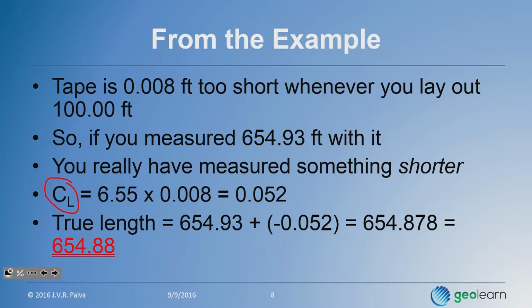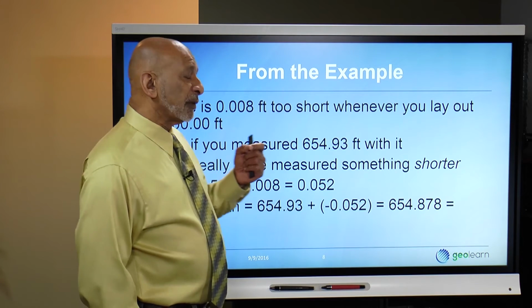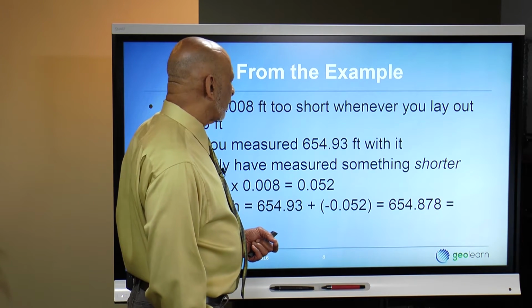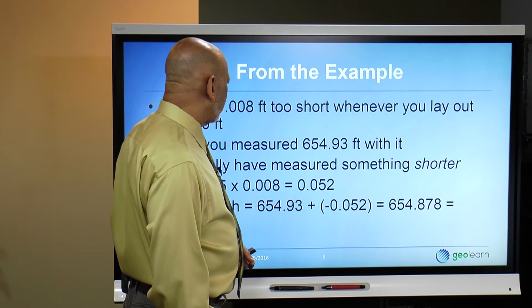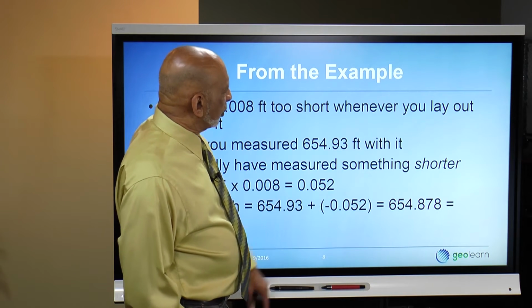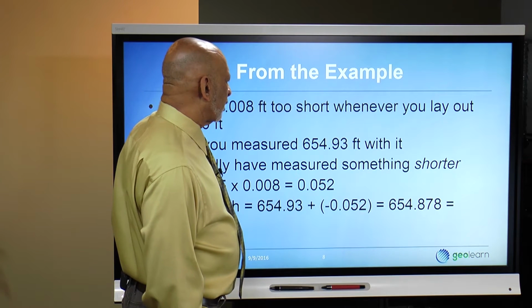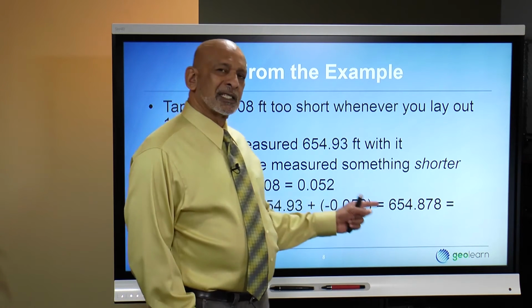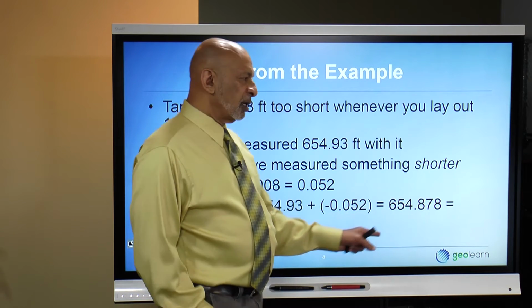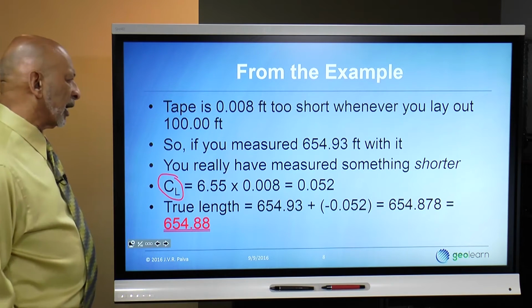654.878. Now, one of the things we're going to talk about is significant digits, when we get to a different part of the course, but you should have already read the chapter about this in the book. Notice that I'd given you the original measurement as 654.93. Well, you can't make something out of nothing, so you really should be rounding this down to 654.88.